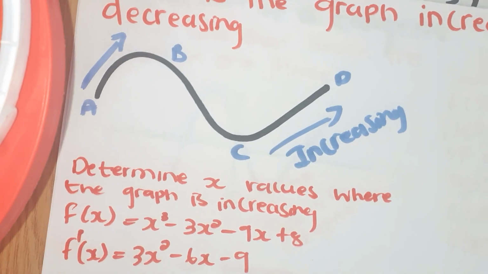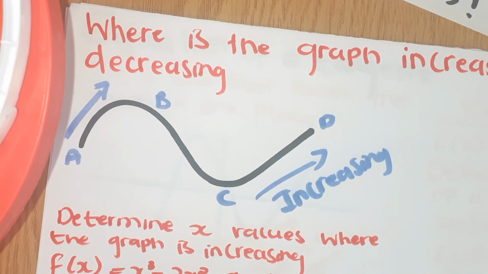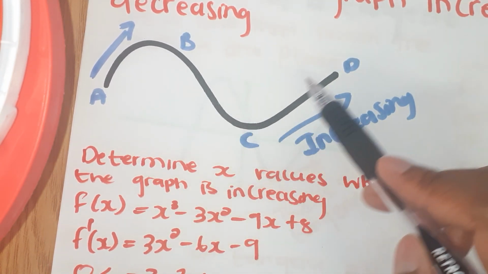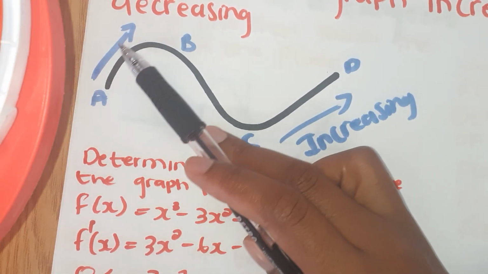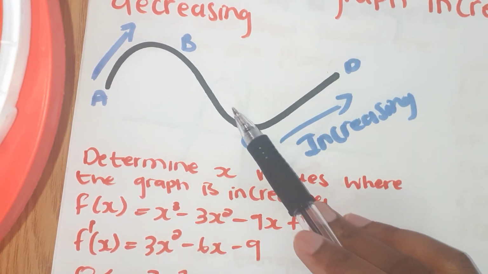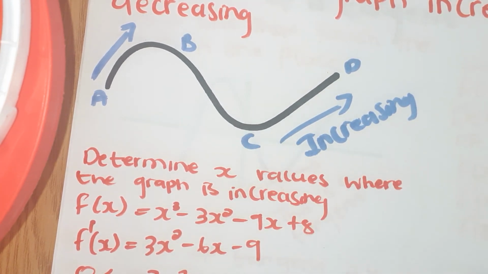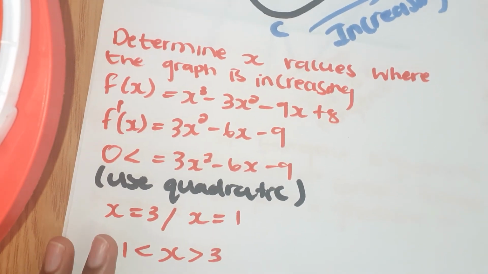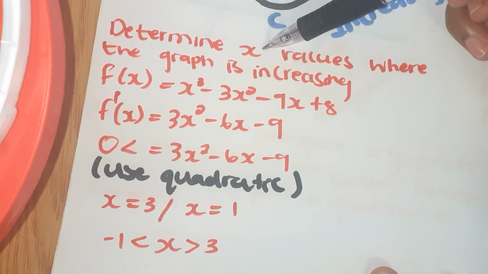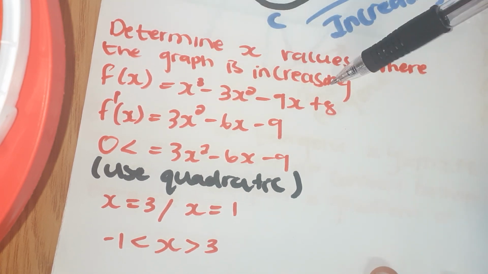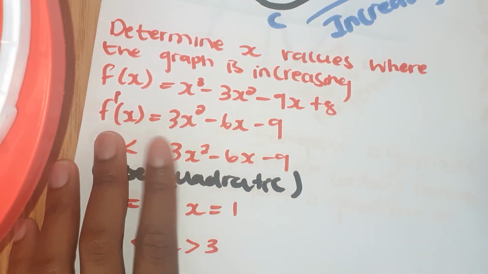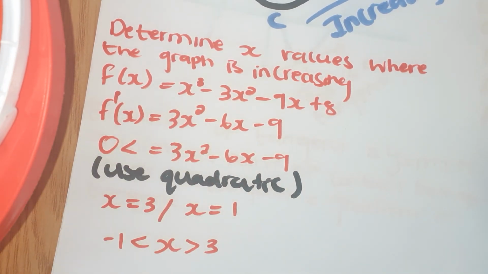All right, here we are going to do where the graph is increasing and decreasing. Here you have a graph. This is A, this is B, this is C, and D. Remember, when it's going up, it's increasing, and then from here, this is where we experience a decrease. Now we have this equation here. Determine the x values where the graph is increasing, and this is the equation. So the first thing you have to do is find the derivative of this equation.